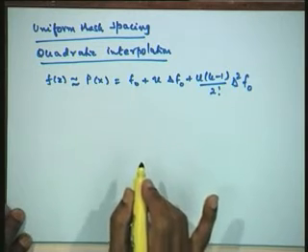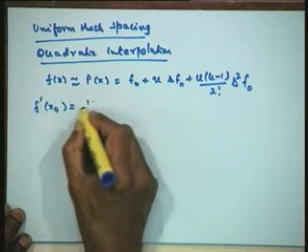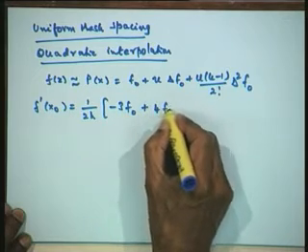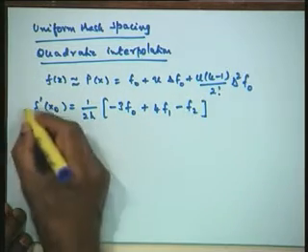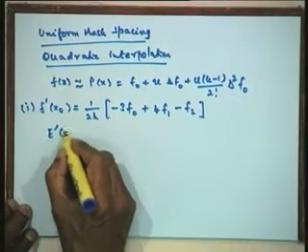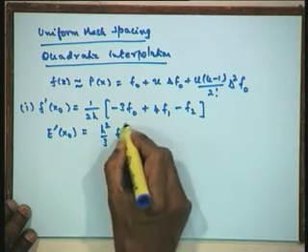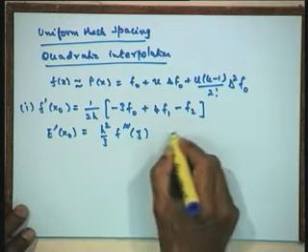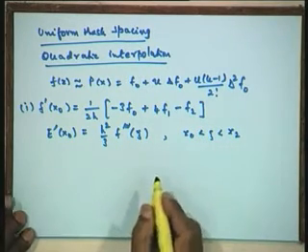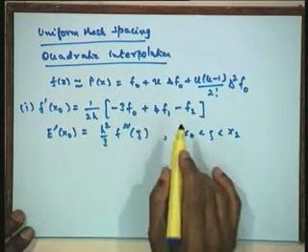Using this we have differentiated it and got the formula for f dash at x0 as 1 upon 2h into (minus 3 f0 plus 4 f1 minus f2). The error at x0 we got as h squared by 3 f triple dash of xi, with xi lying between x0 and x2. It is a quadratic interpolation, so we are using only 3 points: x0, f0, x1, f1, x2, f2.